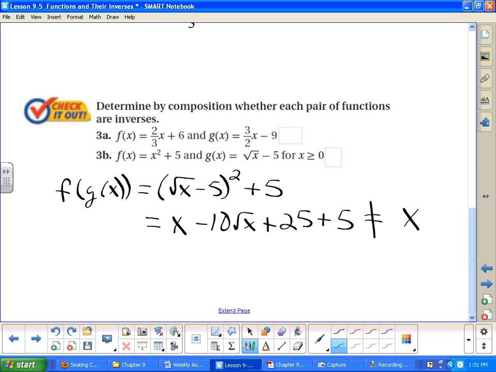But like I said, if one works, then you have to check the other way. You can't just do it once. All right? If it works, you got to do both.